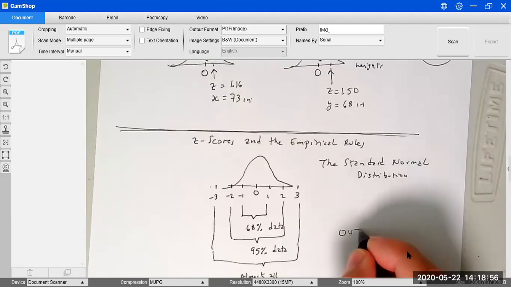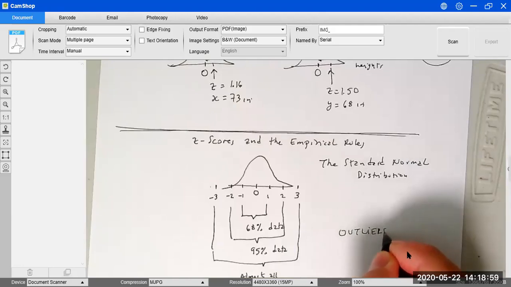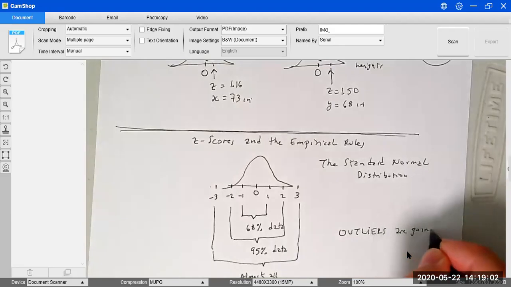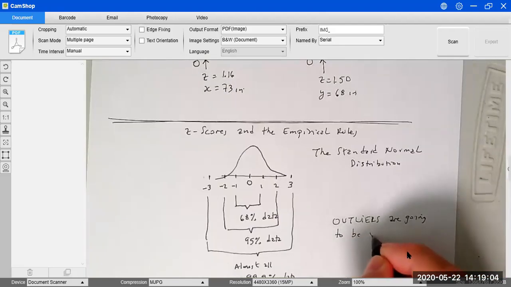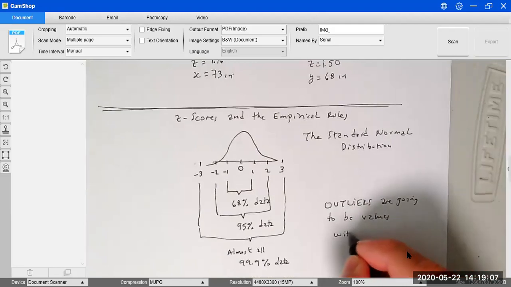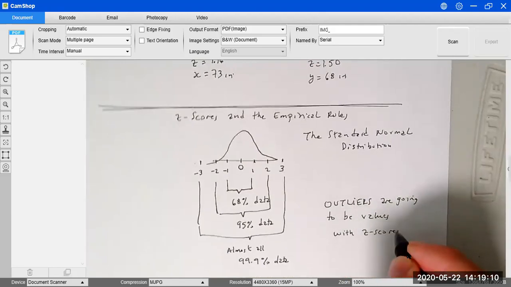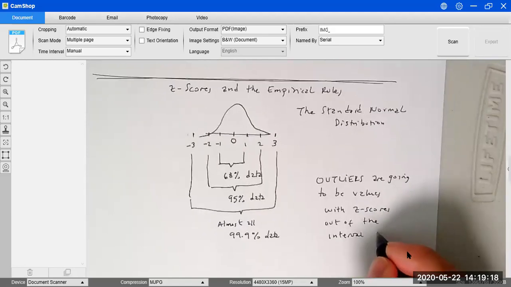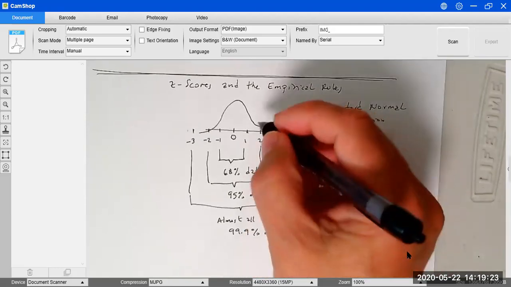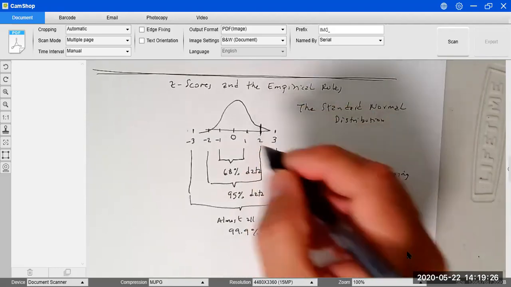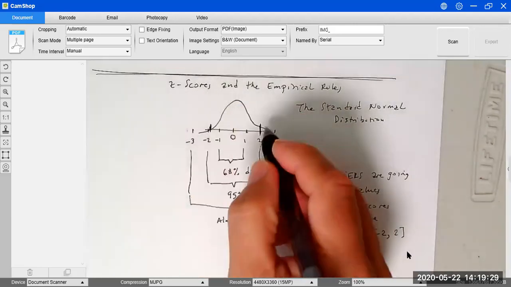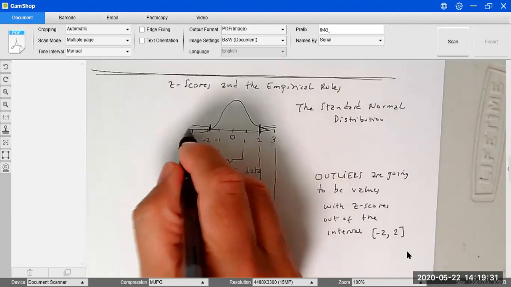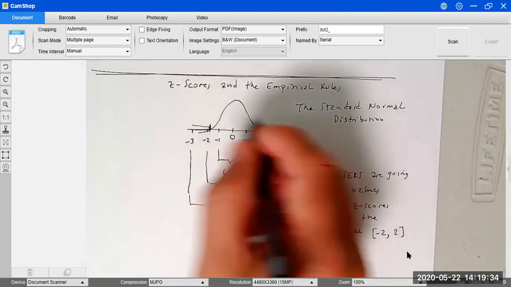So outliers are going to be values with z-scores out of the interval -2, +2. So in other words, if I have +2 here, -2 here, everything out of this interval is going to be considered an outlier.